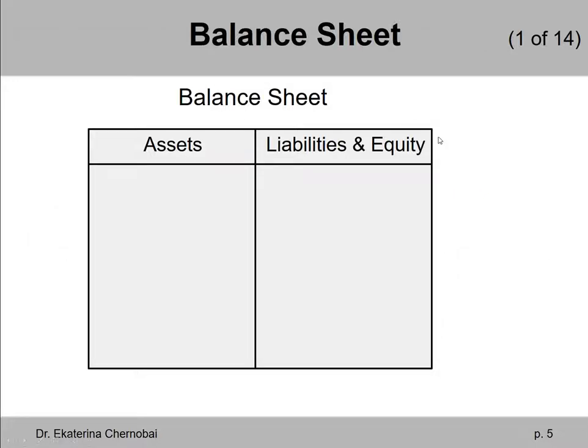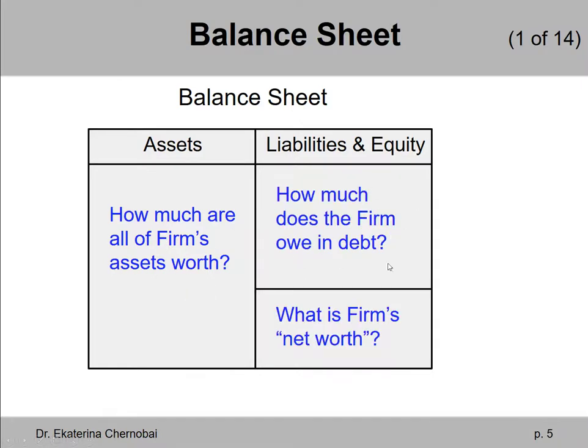Let's review the structure of a balance sheet. On the left we put assets, on the right we put liabilities and equity. Assets is how much all a firm's assets are worth in dollar amount. Liabilities, how much we owe, how much debt we have, and equity is the same thing as net worth.